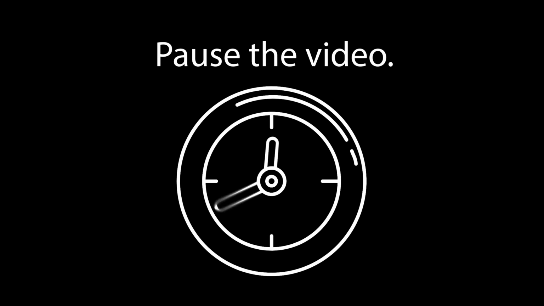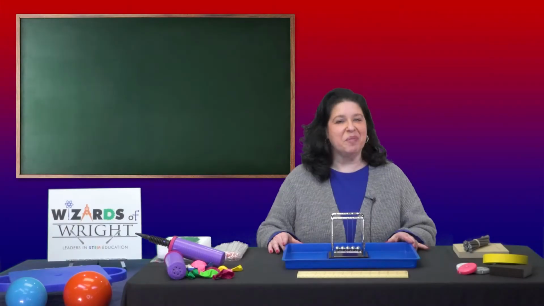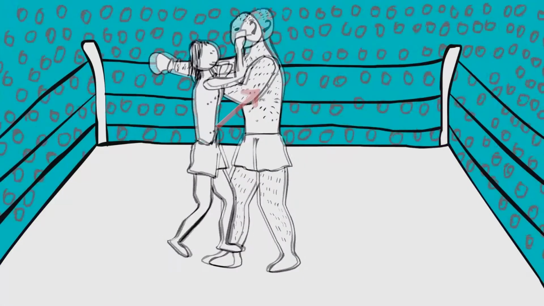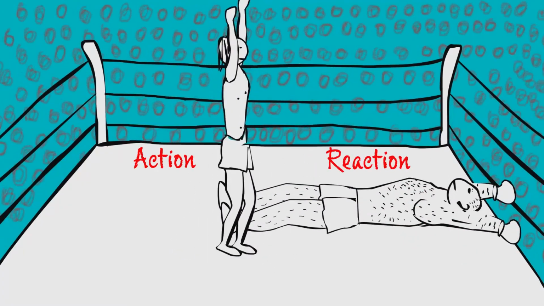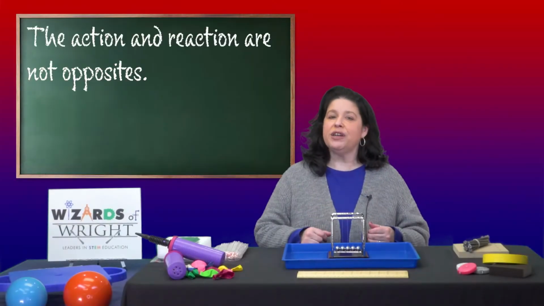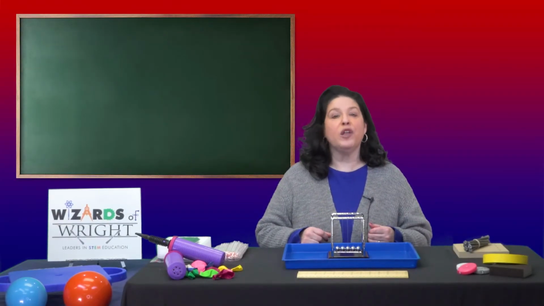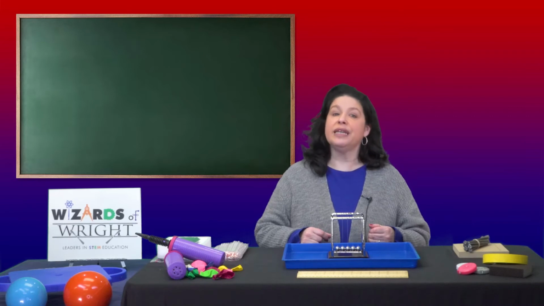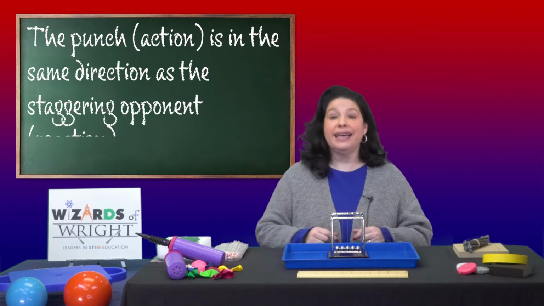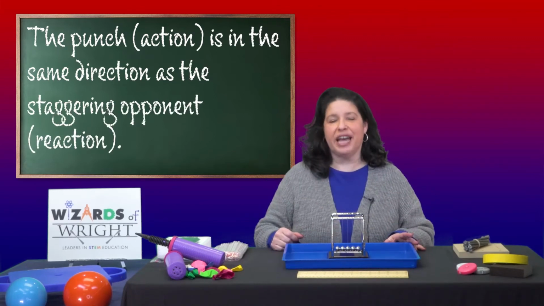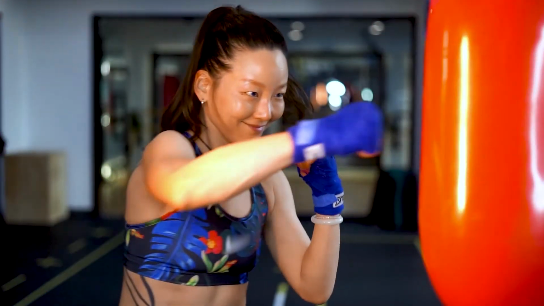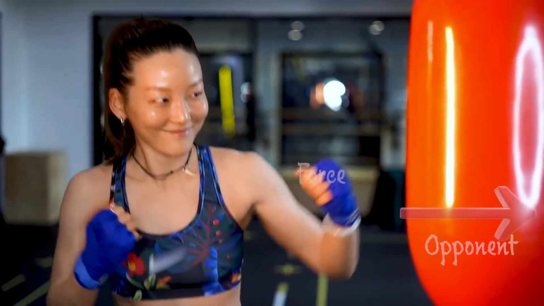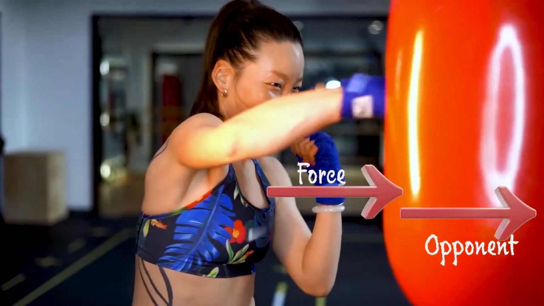Okay, back to our boxer. When a boxer punches an opponent and the opponent flies backwards, there is an action and a reaction. But the action and reaction are not opposites. Remember, the law says that for every action, there is an equal and opposite reaction. The punch, the action, is in the same direction as a staggering opponent, the reaction. It is Newton's second law because the acceleration of the object, the staggering opponent, is in the same direction as the force, the punch.